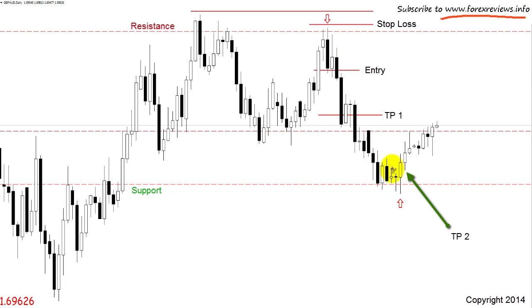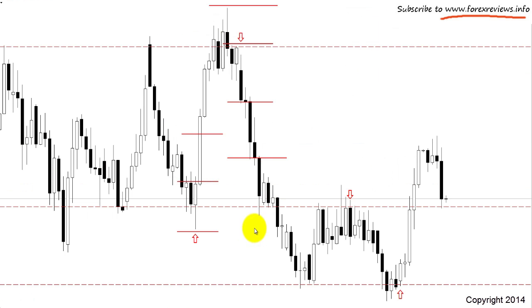Alright, so as you can see, price went down to here. Gave a nice bullish candle. This could have been a bullish engulfing candle entry at structure. Price went up. And it repeats itself over and over again.